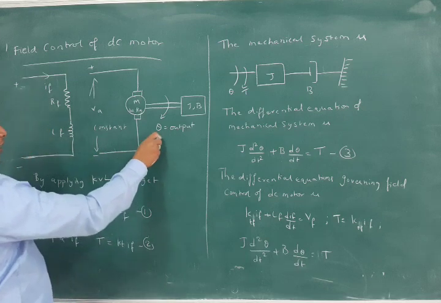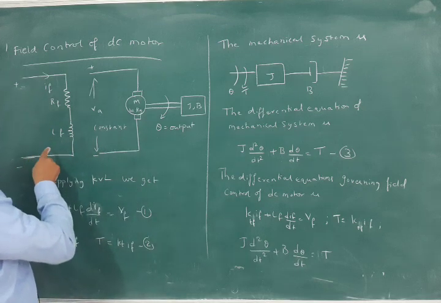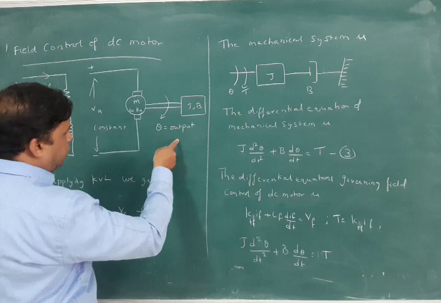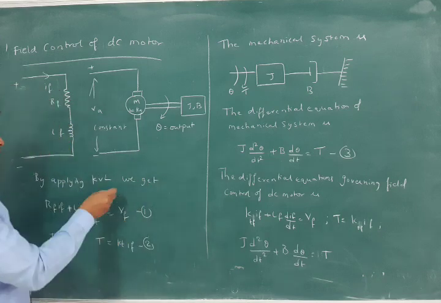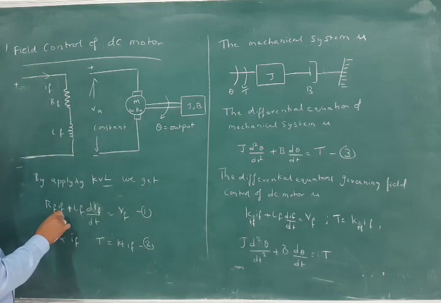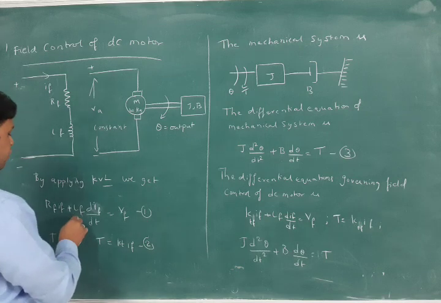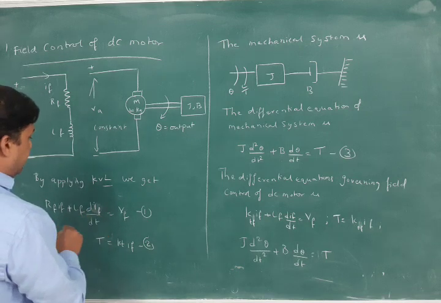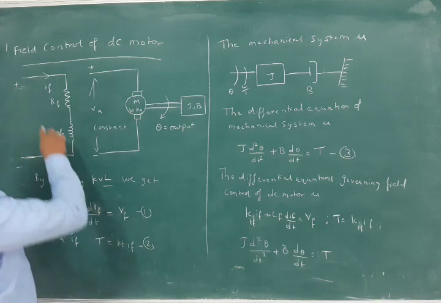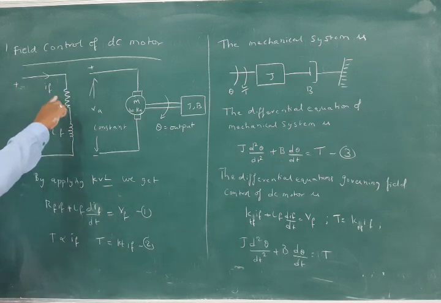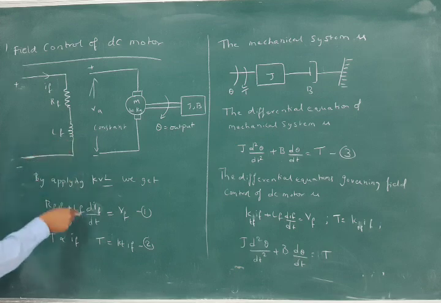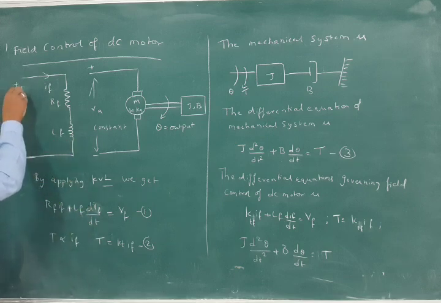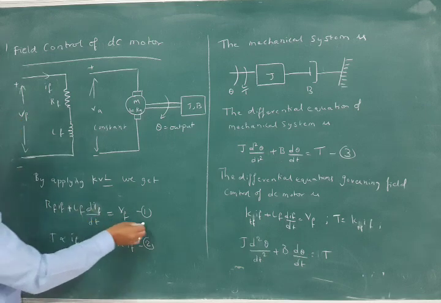So you will see in this diagram the excitation field, the armature voltage, and theta is the output here. By applying KVL, we get RF into IF plus LF into dIF by dt is equal to Vf. If you have this circuit and we apply KVL, only IF is flowing here. So we can write RF into IF plus LF into dIF by dt is equal to Vf. By applying KVL, we get equation 1.